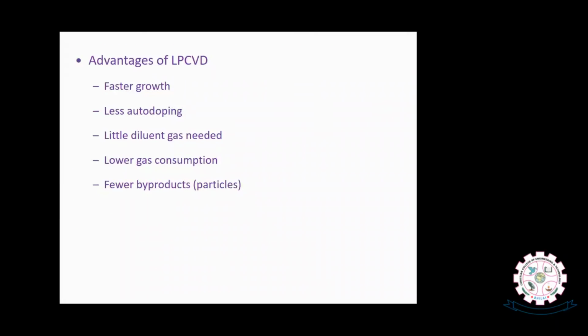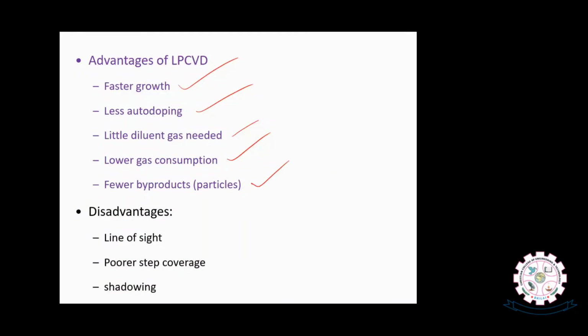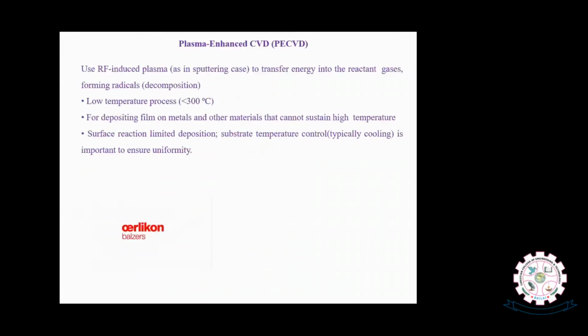What are the advantages here? You can have a faster growth compared to PVD, less autodoping, meaning impurities. Fewer dilute gases are required because you are sending them carefully. Lower gas consumption because you are using gas controlling agents. Fewer byproducts, so you will be able to get a good quality film. But line of sight is a little less here, and poor step coverage and shadowing also will occur in the case of LPCVD. So let us move on to plasma enhanced CVD.